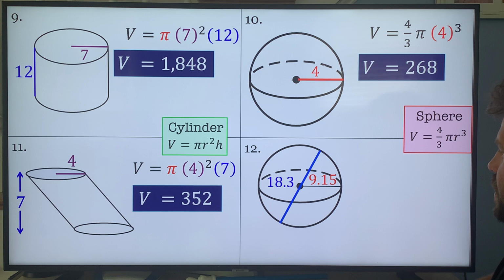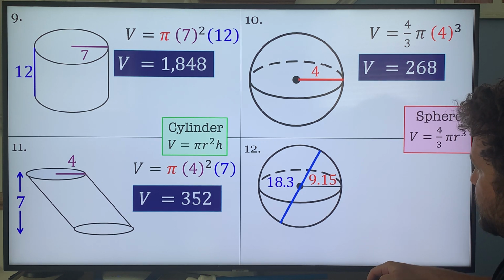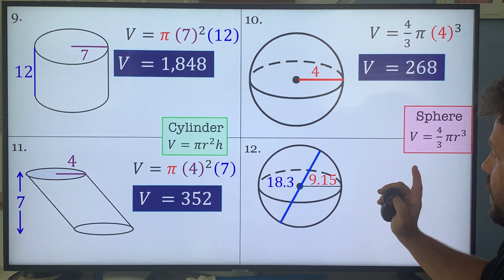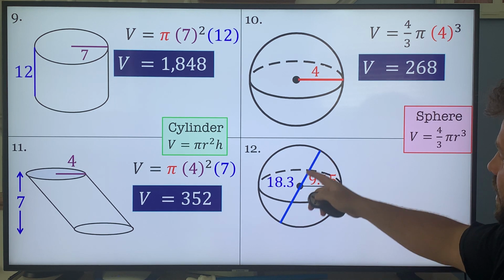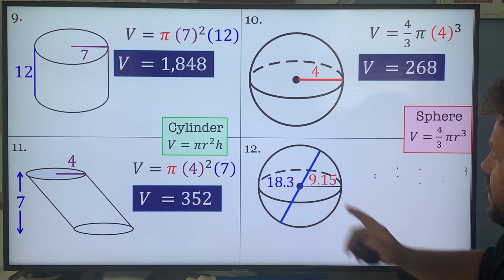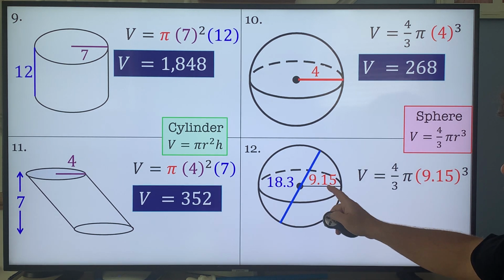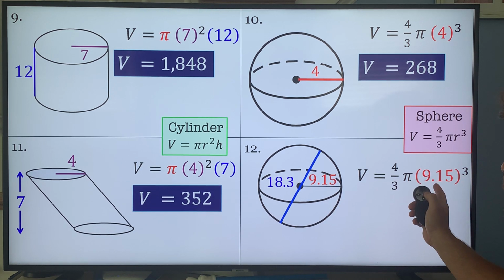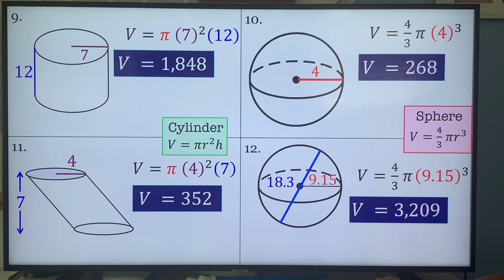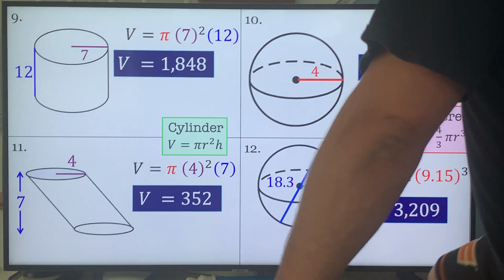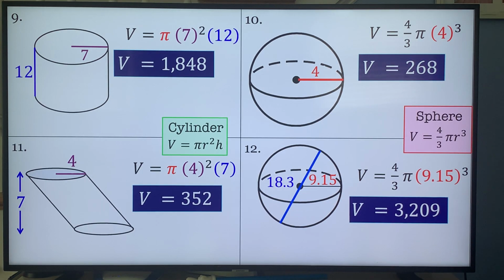Problem 12. This is a sphere, and since the diameter here is 18.3, the radius, half of that, is 9.15. Half of 18.3, 9.15. We don't care about the diameter, we just care about the radius. 4/3 times pi times 9.15 cubed is 3,209.